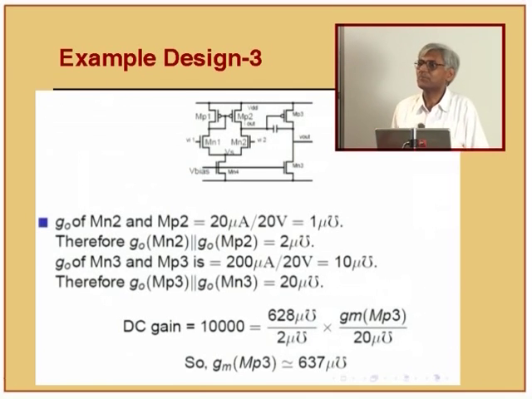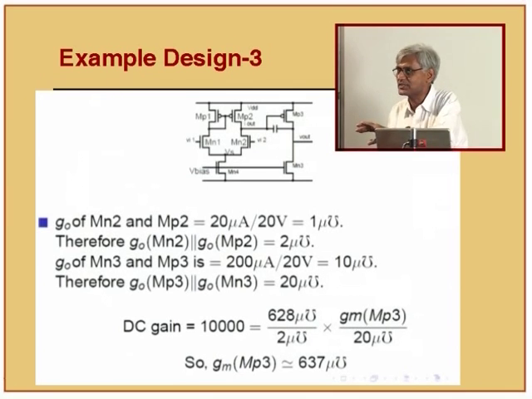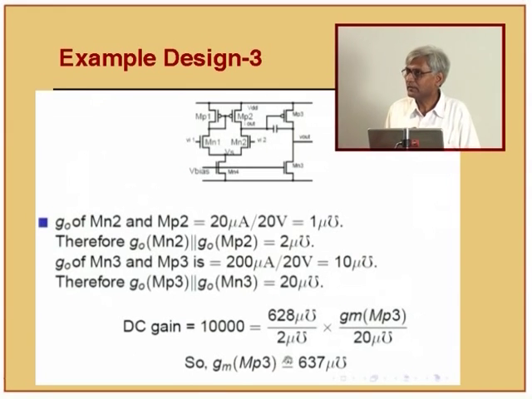Quick repetition: overall gain is the product of the gains of the two stages. Because we know the current through all the transistors and we know the early voltage, we know the R0 of every transistor, G0 of every transistor, right? We know the GM of this transistor, and we know the gain of the first stage is GM 628 micro; GM came from the gain bandwidth product. So 628 divided by 2 is the gain of the first stage, and GM divided by 20 micromhos is the second. Each one of these transistors has 10 micromhos as the G0, right? So GM divided by 20 micromhos should give me 10,000. Therefore, this should be about 637 micromhos. Okay, this part is clear.